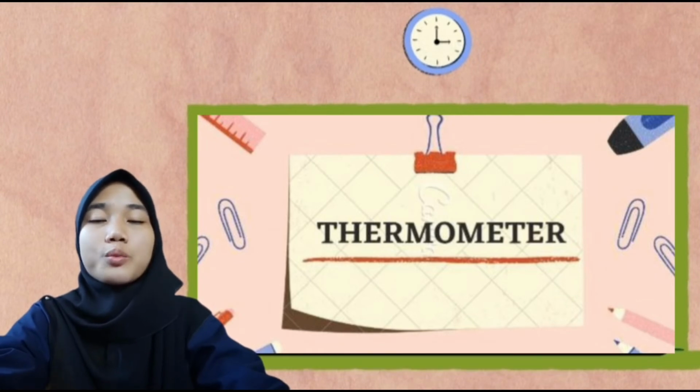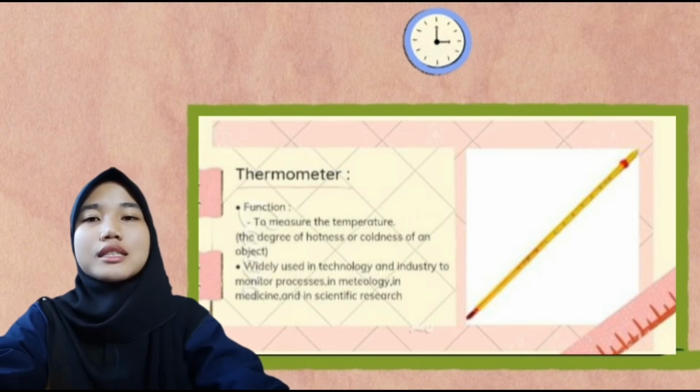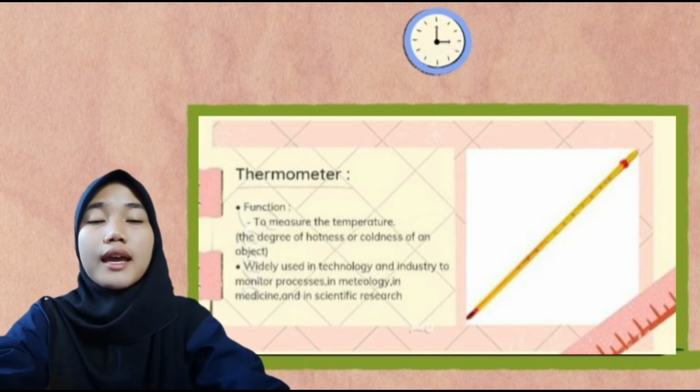So today I would like to present my part, which is the thermometer and temperature scales. Basically, a thermometer is a device that measures temperature or a temperature gradient, the degree of hotness or coolness of an object. Thermometers are widely used in technology and industry to monitor processes, in meteorology, in medicine, and in scientific research. There are many types of thermometer, but in this topic, we only use the mercury thermometer.